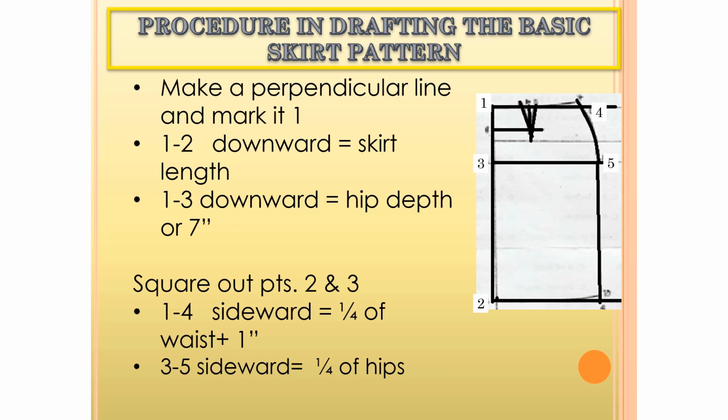And then 1 to 3 downward is the hip depth. Usually it is 7 to 8 inches. You need to square out points 2 and 3 using a triangle. Make sure that the lines are parallel.